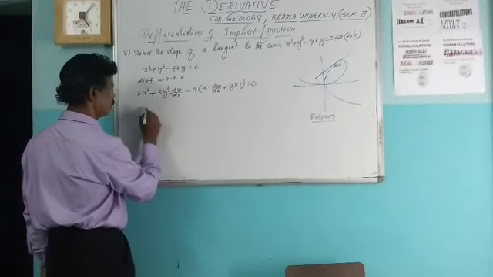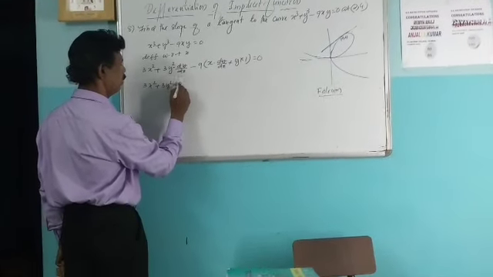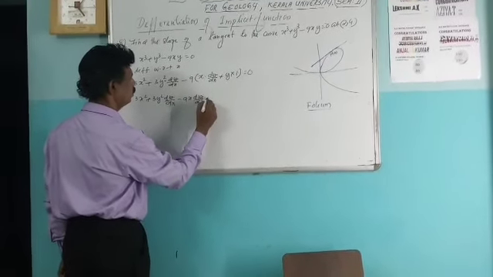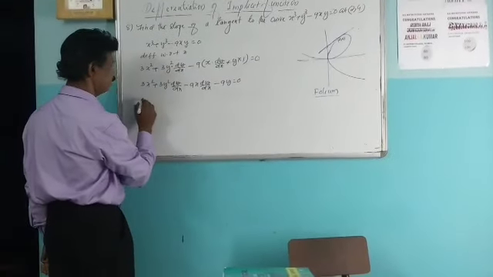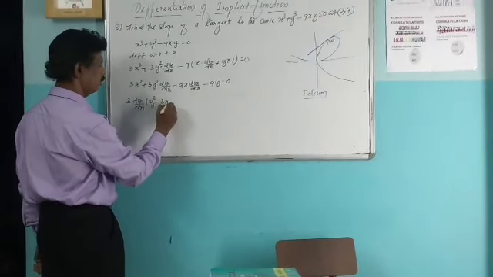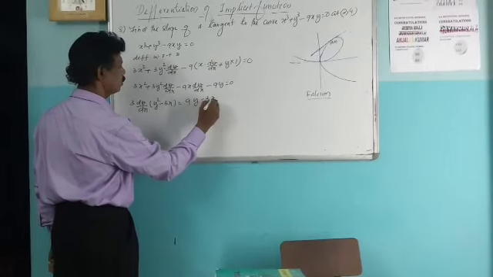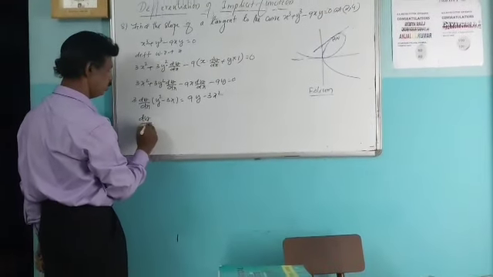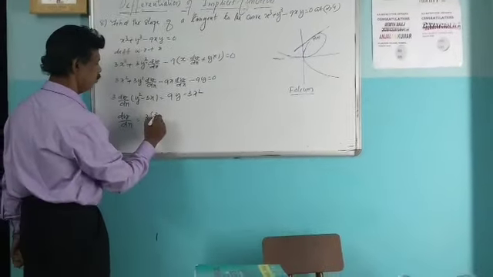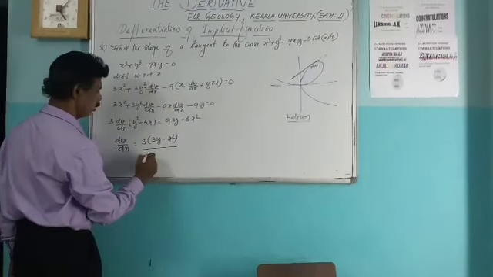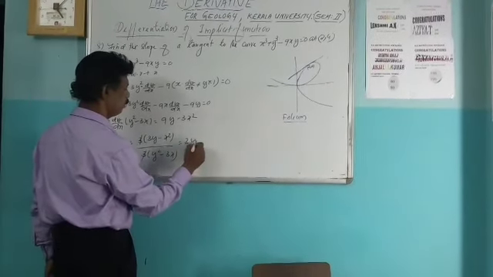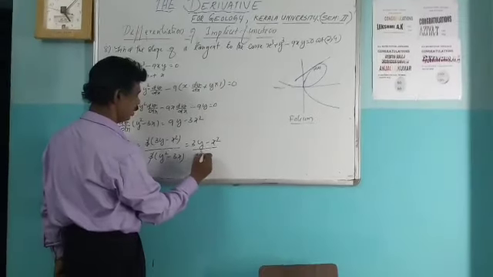Open this bracket: 3x square plus 3y square into dy by dx minus 9x into dy by dx minus 9y equal to 0. Okay, that is dy by dx into 3 out of (y square minus 3x) equal to 9y minus 3x square. So dy by dx is equal to 3 out of (3y minus x square) divided by 3 into (y square minus 3x). We can cancel these 3. We get the answer: (3y minus x square) divided by (y square minus 3x).